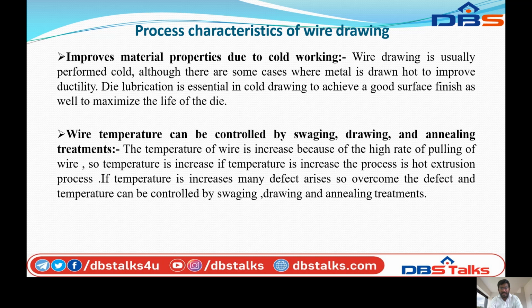The temperature of the wire is increased because of the high rate of pulling of the wire. So the temperature is increased. If the temperature is increased, the process becomes like a hot extrusion process. If the temperature increases, many defects may arise. So to overcome the defects, the temperature can be controlled by shaving, drawing and annealing treatments.